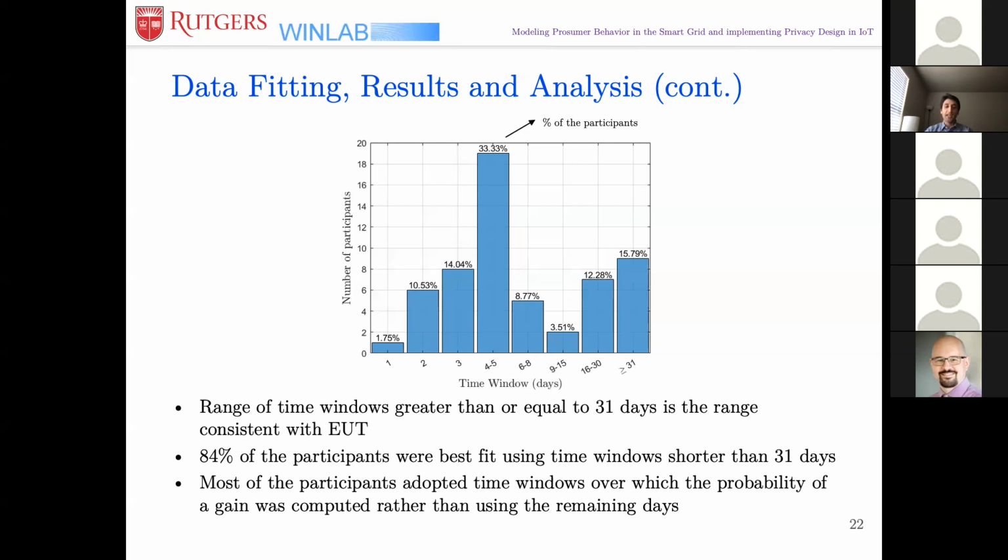And data from 84% of the participants were best fit using a time window shorter than 31 days. And a great majority of those appeared to use time windows of less than 9 days in determining whether to sell or hold in a 10-week study.